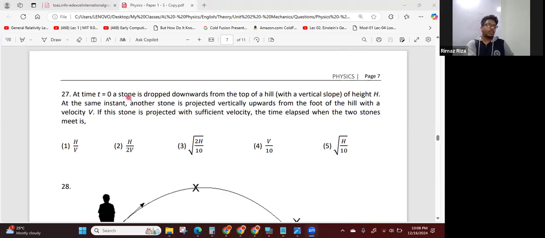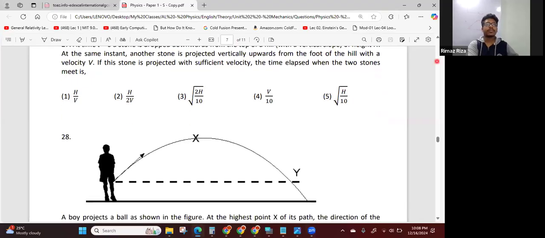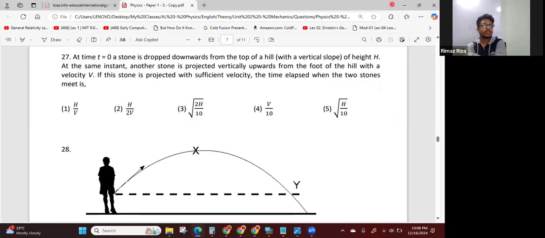At time t equals 0, a stone is dropped downward from the top of a hill of height h. At the same instant, another stone is projected vertically upward from the foot of the hill with velocity v. If the stone is projected with sufficient velocity, the time elapsed when the two stones meet is? I'll give you a couple of minutes to do this question, and I'll do it in two methods, one typical method and another method.